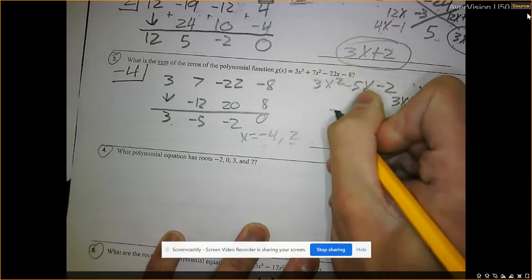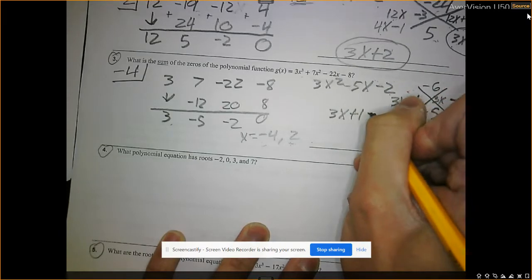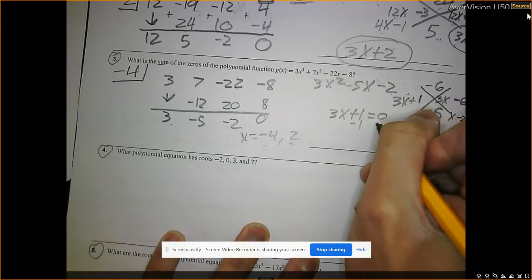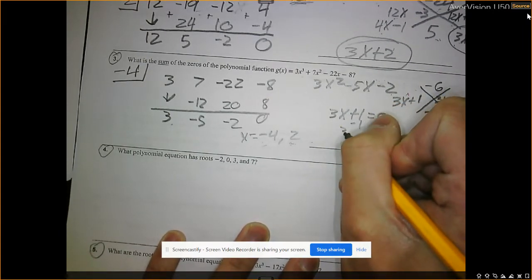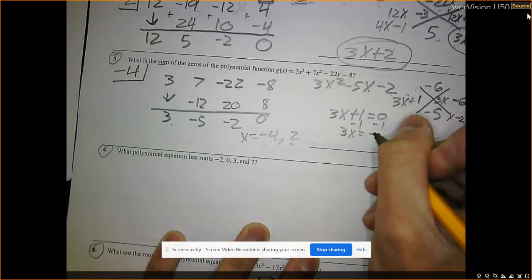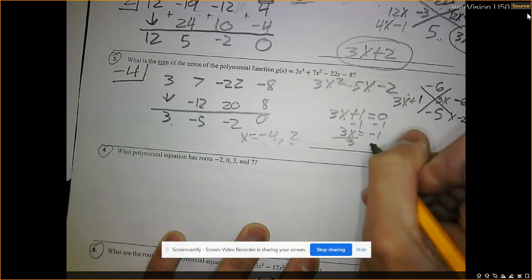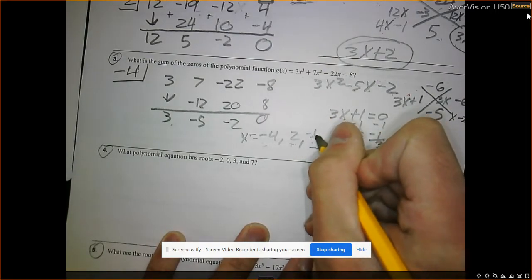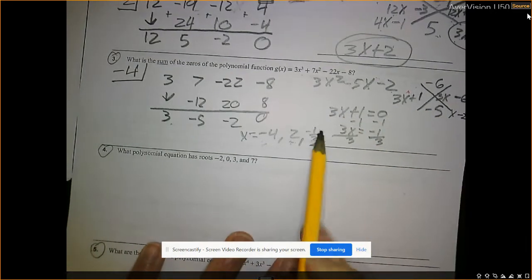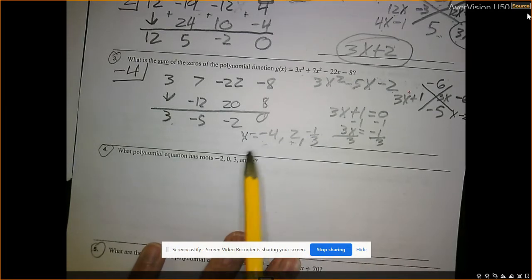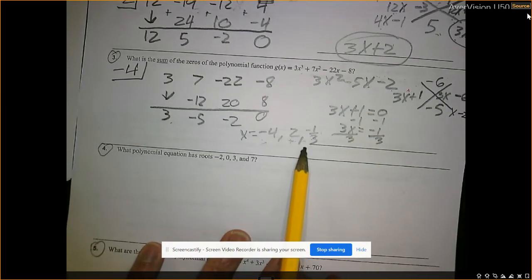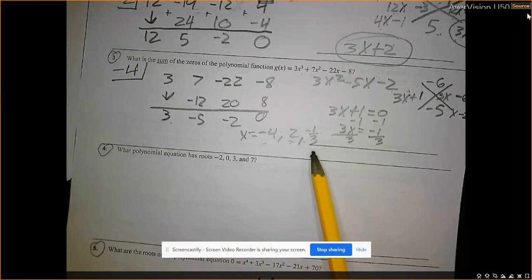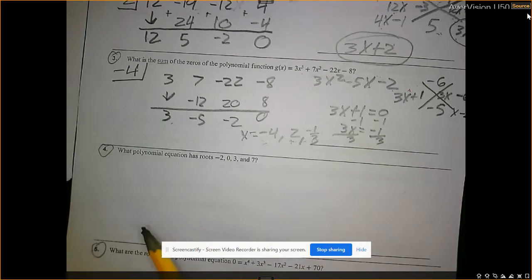And then here, to find the last one, 3x plus 1, you just set it equal to 0. Solve for x, you subtract 1 from both sides, you get 3x equals negative 1. Divide both sides by 3, you get x equals negative 1/3. So that is my third zero, and we did see negative 0.33 repeating on our graph. So, yep, there it is.